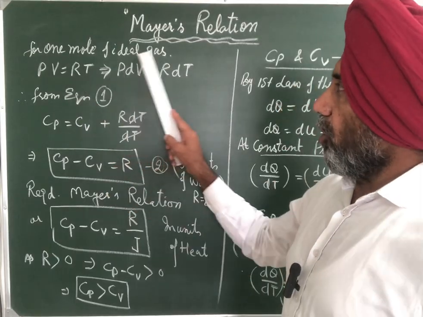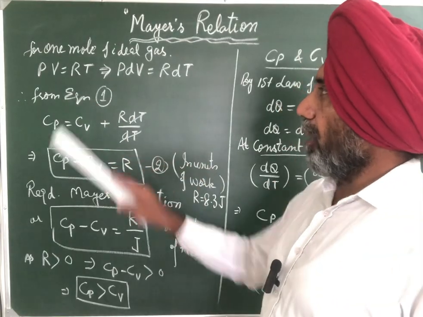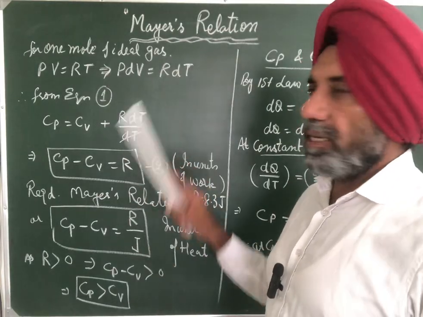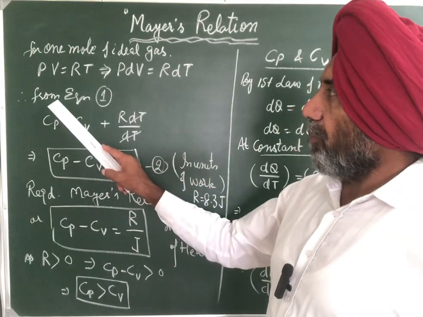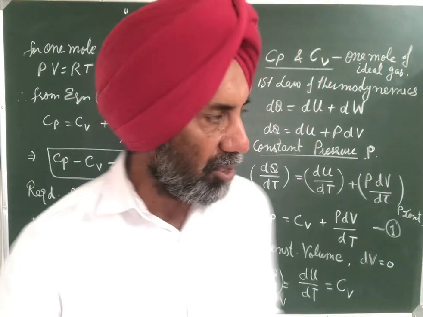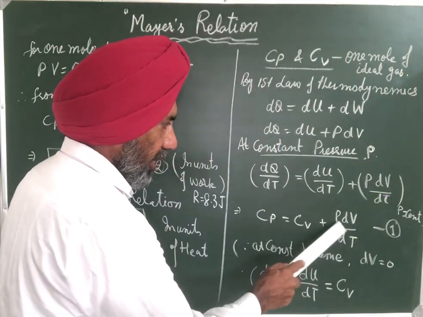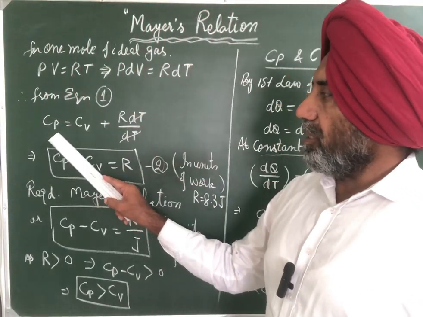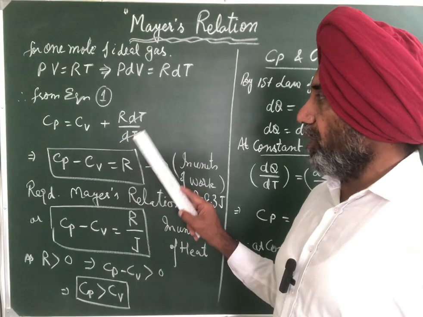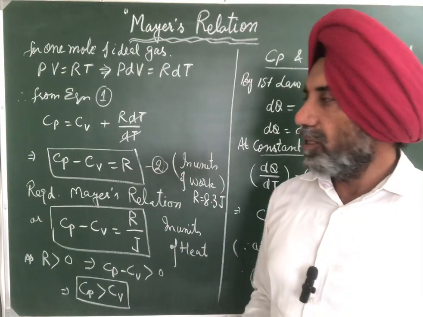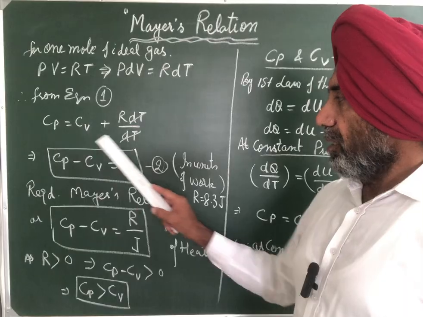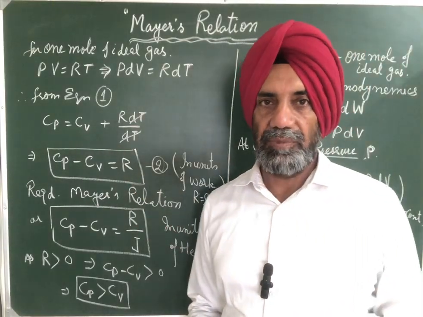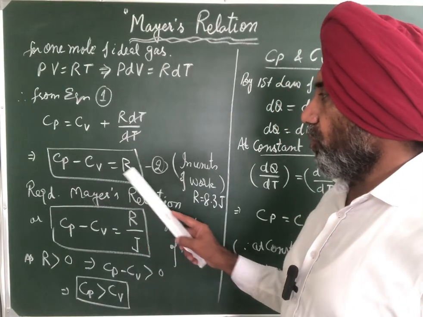Now, for 1 mole of an ideal gas, we have PV equal to RT, or pdv is equal to Rdt. So from equation 1, substitute the value pdv equal to Rdt. So we have Cp equal to Cv plus Rdt upon dt. dt cancels. We have Cp minus Cv equal to R. So this gives Mayer's relation in units of work.